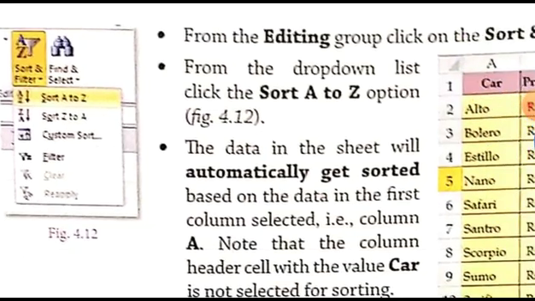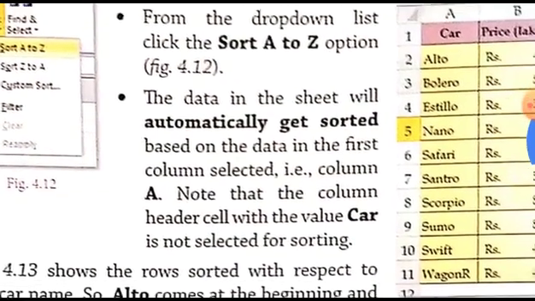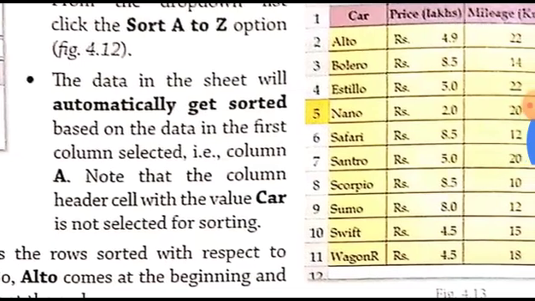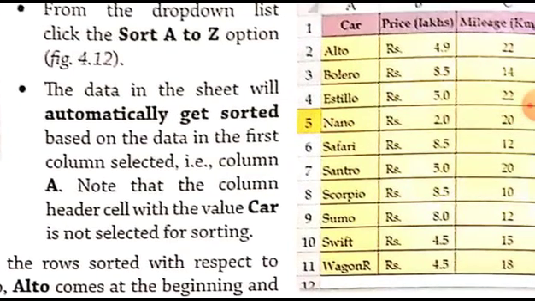So what will happen? The data in the sheet will automatically get sorted based on the data in the first column selected. We have selected the first column here, that is column A. So on the basis of the names in column A, the data in the whole sheet will automatically get sorted. Note that the column header cell with the value Car is not selected for sorting. You can see here that the whole sheet will be sorted on the basis of only one column, which is the car name.